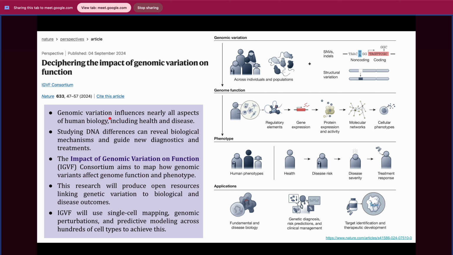In this, they have mentioned that these genomic variations nearly influence all the aspects of human biology, which are also linked to health and disease. So that's why this study of identifying the DNA variants which are linked with the function is very important, so that we can address the issues which are influencing human health. In this, they have designed a consortium, the impact of genomic variation on function, which is the IGVF consortium, which aims to map how these genomic variants affect the genome function and the phenotype. This will produce the open resources which will link the genetic variation to biological and disease outcomes.